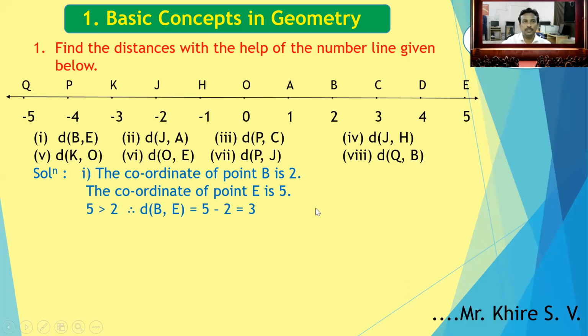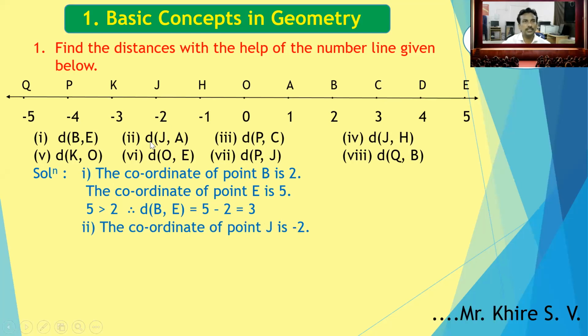You have to identify which is bigger out of these two numbers, 2 or 5. 5 is greater than 2. Therefore, distance BE is equal to bigger number minus smaller number. This is the formula for finding the distance between any 2 points. That is 5 minus 2 is equal to 3. Therefore, the distance between points B and E is 3. Got it? Similarly, we can find another example.